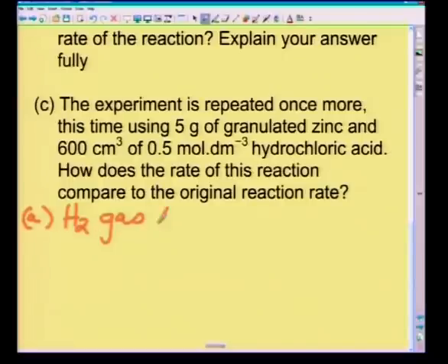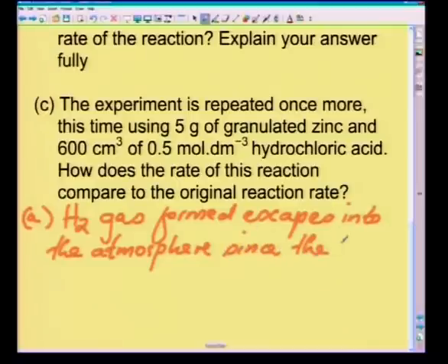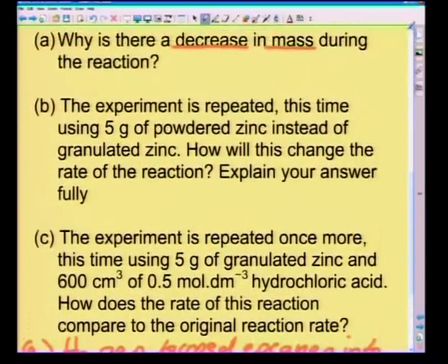So the H2 gas formed escapes into the atmosphere. Why? Because the flask is open. So the flask is open, the gas is escaping into the atmosphere. So the mass should be decreasing.